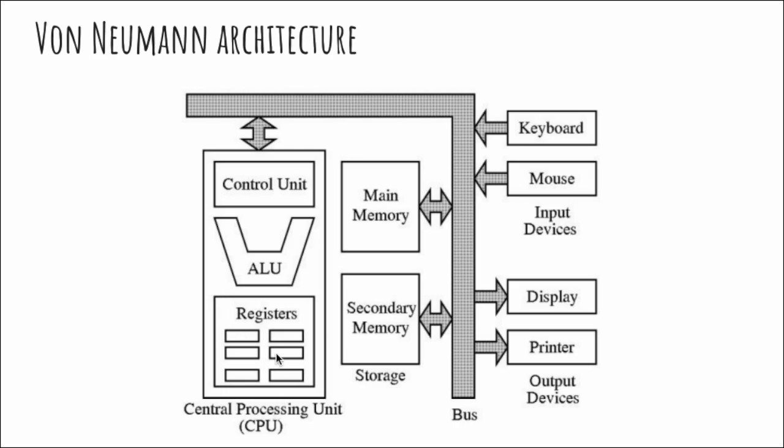Registers are also storage, but very small storage, with very fast access. Okay, they are very close to the CPU, so that information can be sent back and forth extremely fast through registers. And then you have something called main memory. So what is main memory?